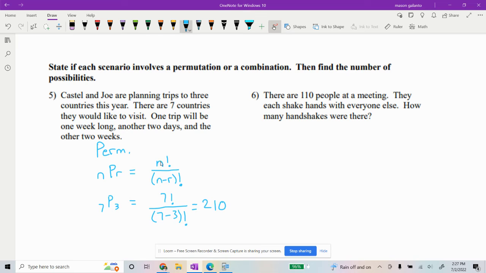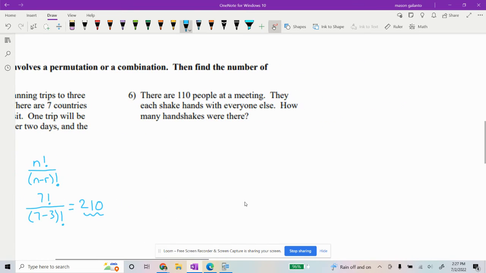The ACT will either have you look at the formula and be able to determine it's a permutation, or it'll actually just ask you for how many permutations it takes. All right, number 6.